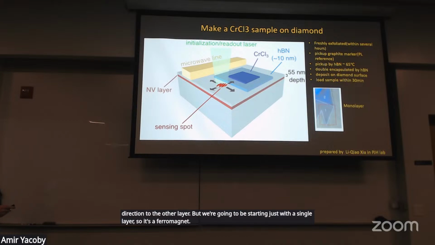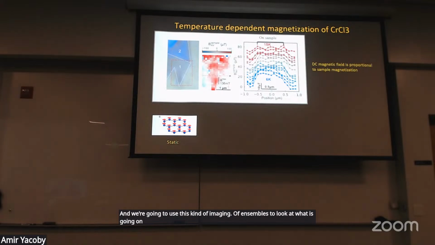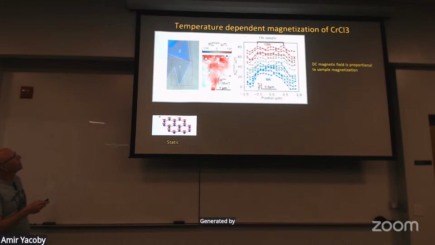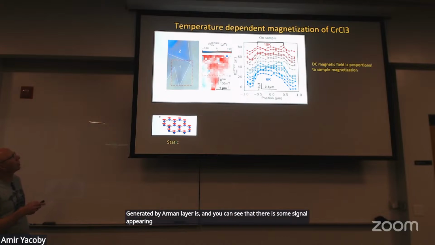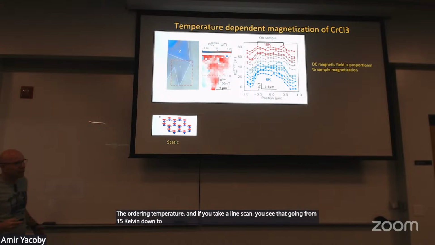And we're going to use this kind of imaging of ensembles to look at what is going on. And we're going to start with the static phase. The static phase, as I mentioned, is the magnetization itself. So we can just pick out what the magnetic field generated by our monolayer is. And you can see that there is some signal appearing once you're below the ordering temperature. And if you take a line scan, you see that going from 15 Kelvin down to 6 Kelvin, indeed, the system builds up some magnetization.